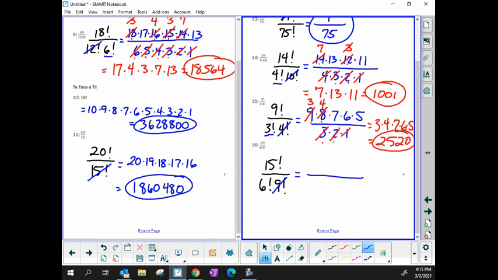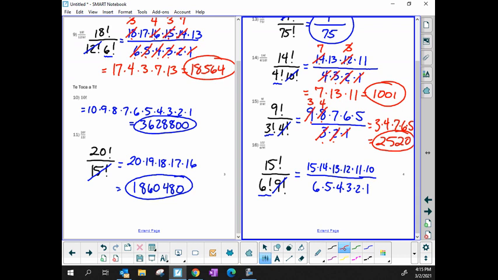So what would be left on top? Well, I would have 15, 14, 13, 12, 11, and 10. Everything after that, the 9 down to 1, is going to be canceled out by the 9 factorial on the bottom. But we're not done because I still have something left on the bottom. I have that 6 factorial, which is 6 times 5 times 4 times 3 times 2 times 1.